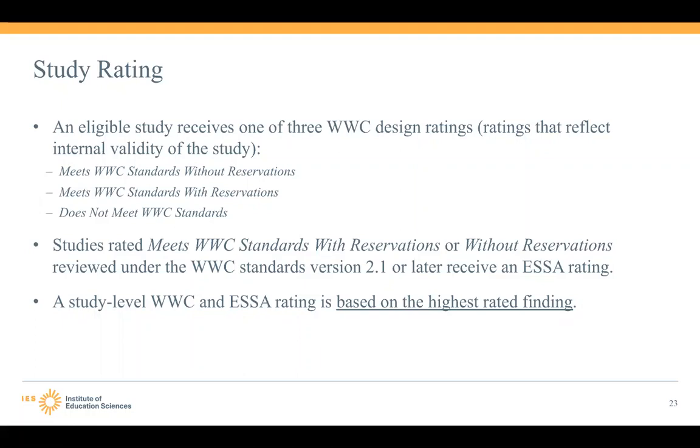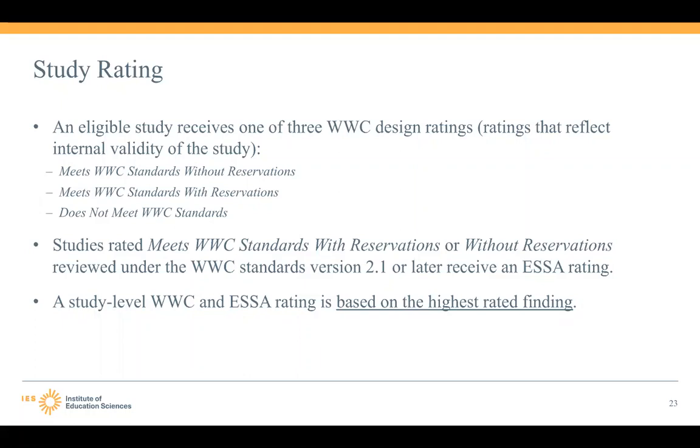So the point is, we don't want you to walk away today thinking that if a study is ineligible or rated does not meet standards, then it does not align with the ESSA criteria for evidence, because it might. What we want you to keep in mind is that if you find a study that is of interest to you, and the WWC rated it does not meet standards, or the study is ineligible, you should do your own review of that study to decide if it aligns with the ESSA evidence definitions and meets your needs.